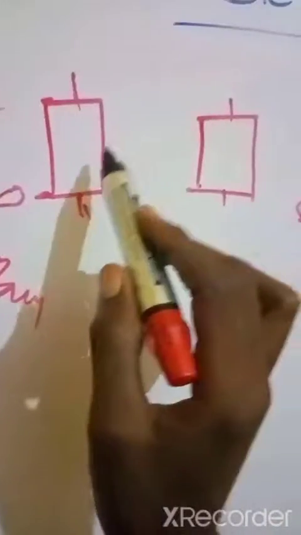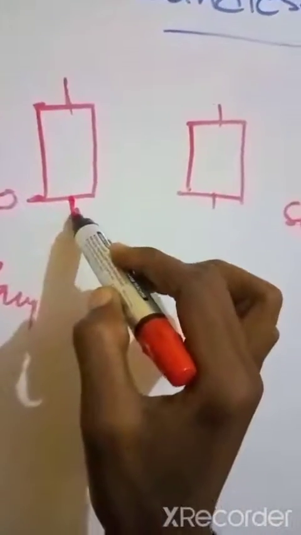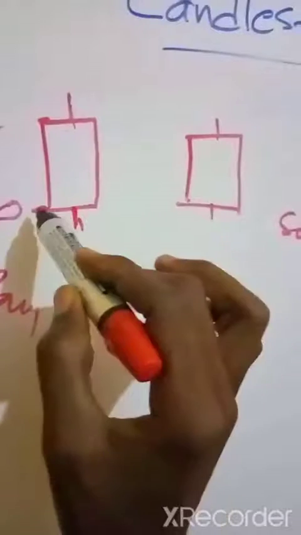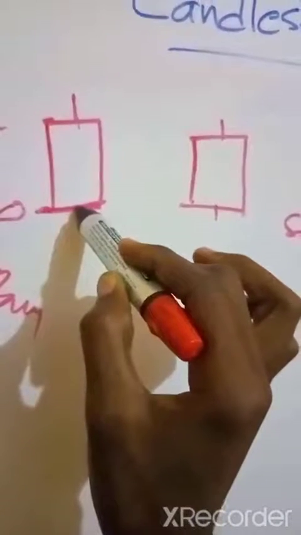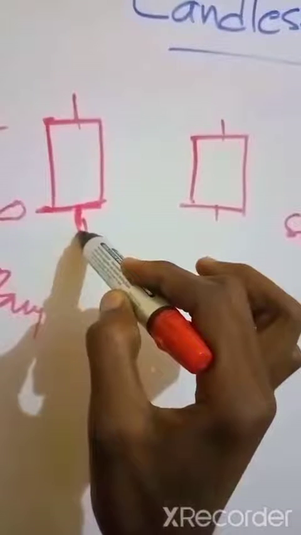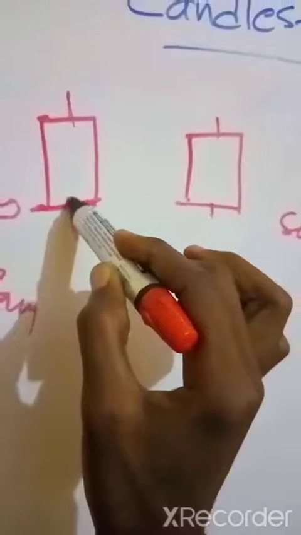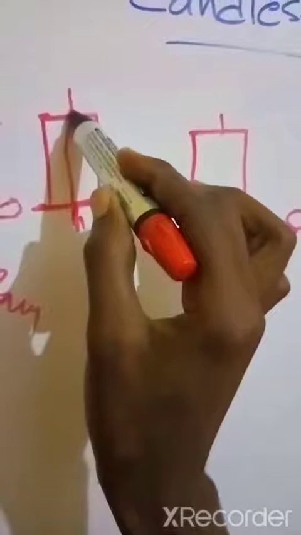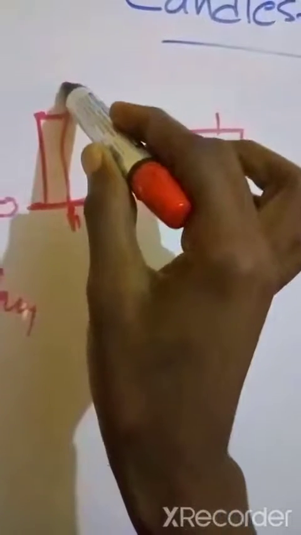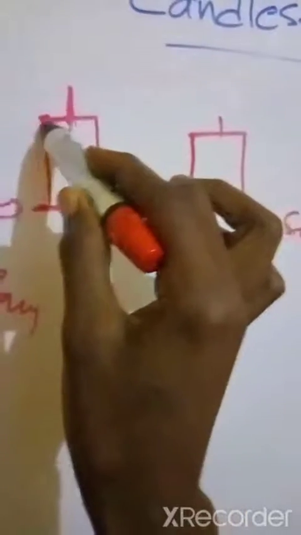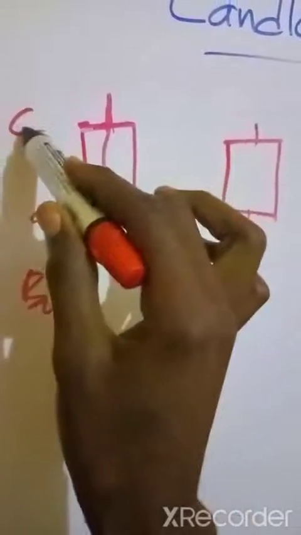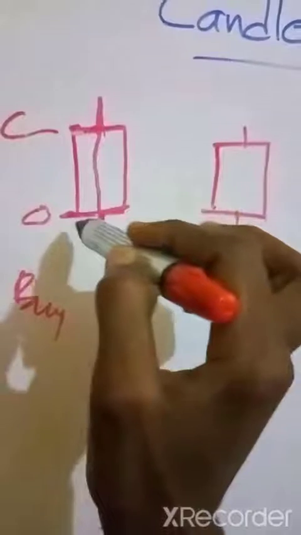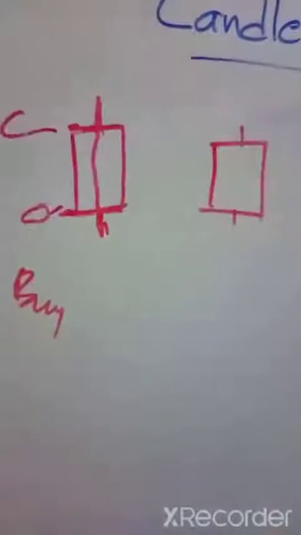So these wicks communicate something. It simply means that when the candle opened here, it first came down before it went up like that. Then it went up and up, then rejection. Then it closed here. So this is the closing and this is the opening.